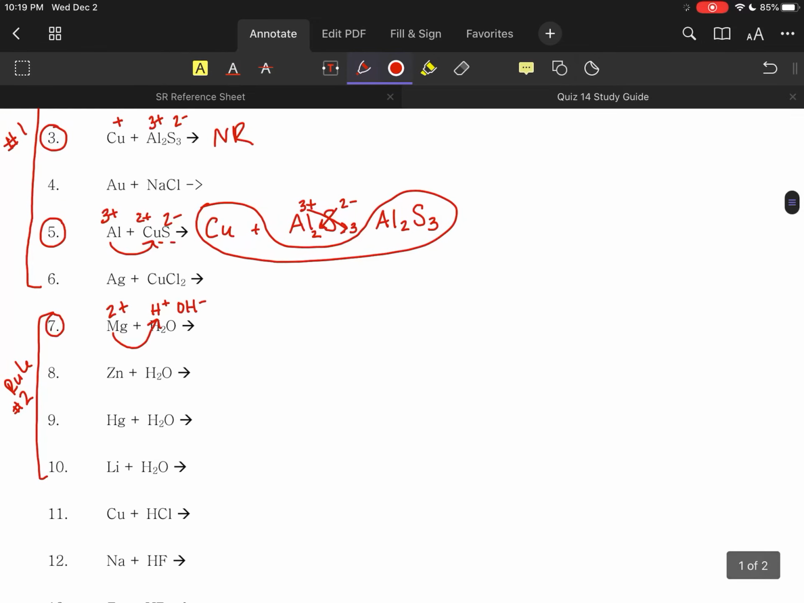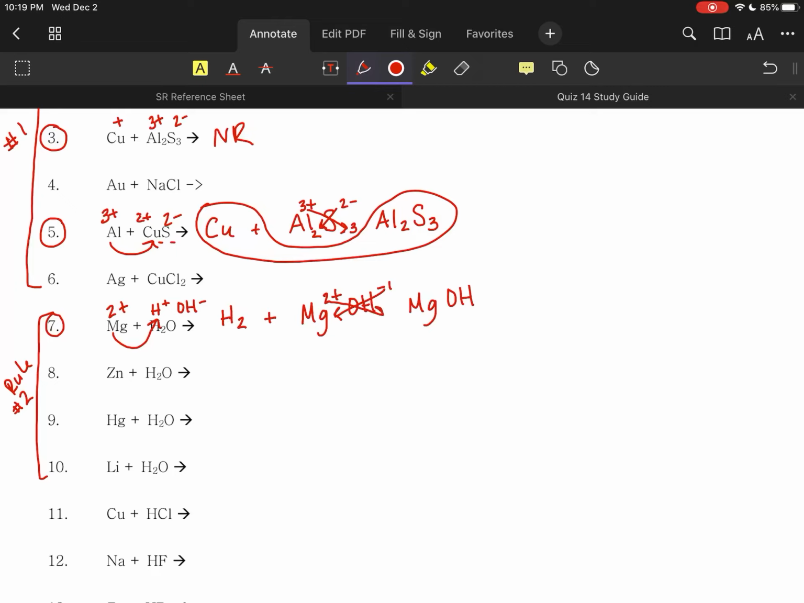So when that happens, remember it kicks out the hydrogen. Hydrogen's diatomic, so we always write it with an H2. Now magnesium has taken the place of the H and is bonded with the OH ion. When I write my formula, the 1 is going to crisscross down. It is invisible.